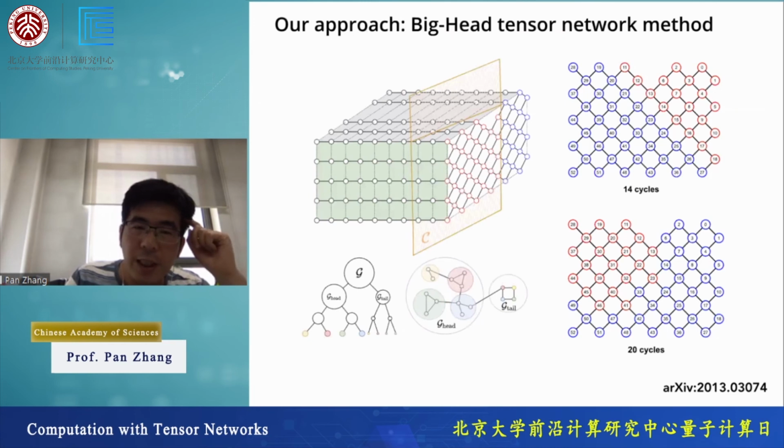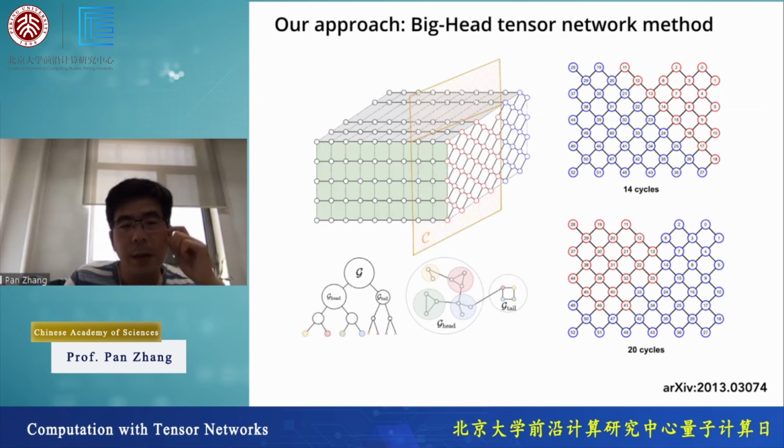So let me introduce our method. Our method is in line with Cotengra and Alibaba's method. It's the tensor network contraction method. So to compute just one bit-string amplitude, we need to contract the whole tensor network.